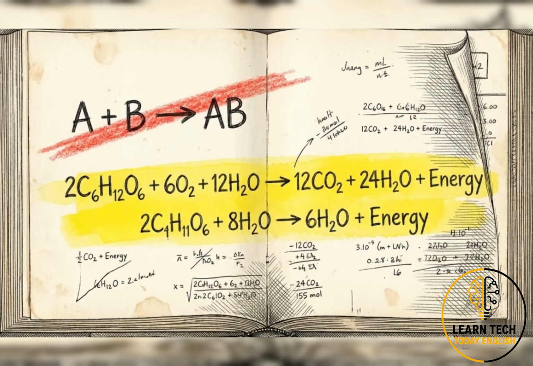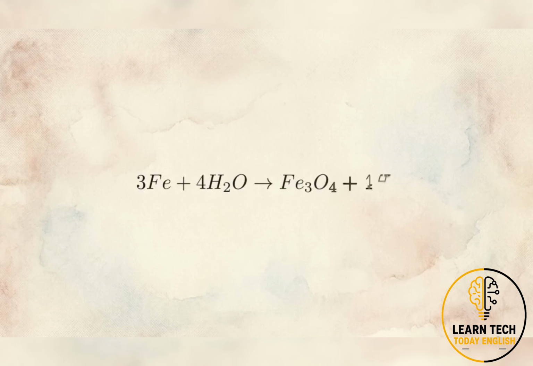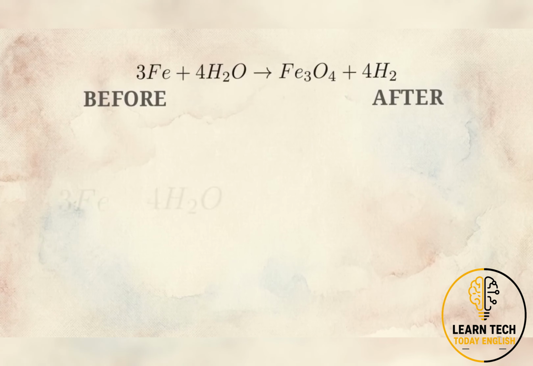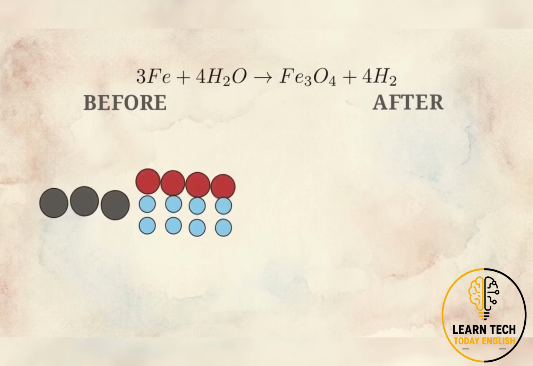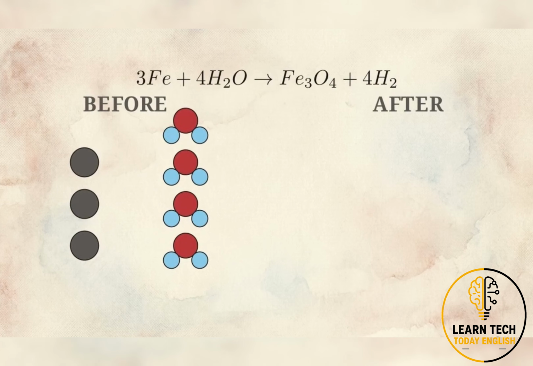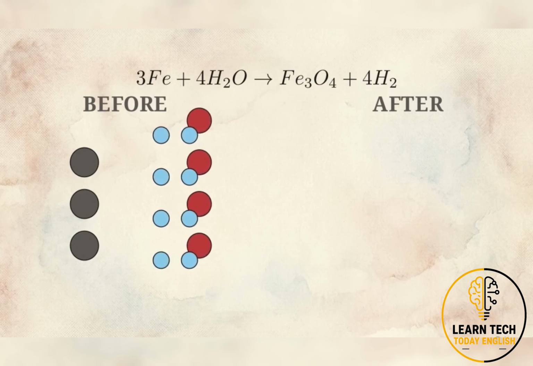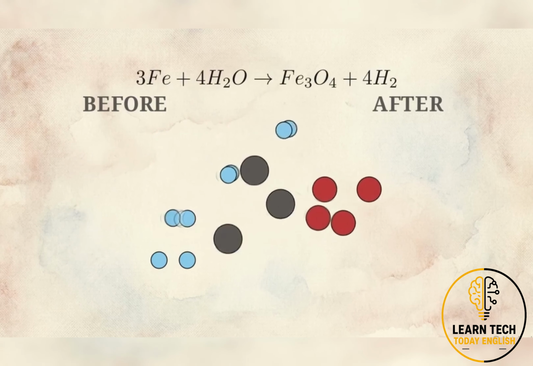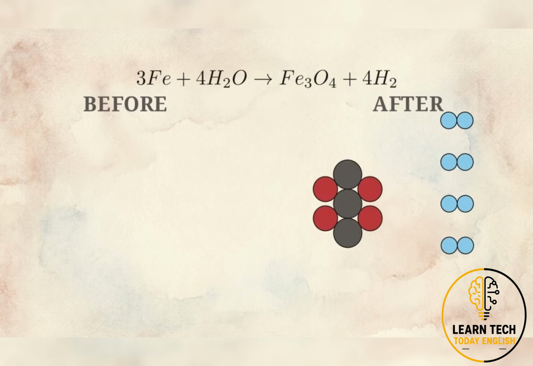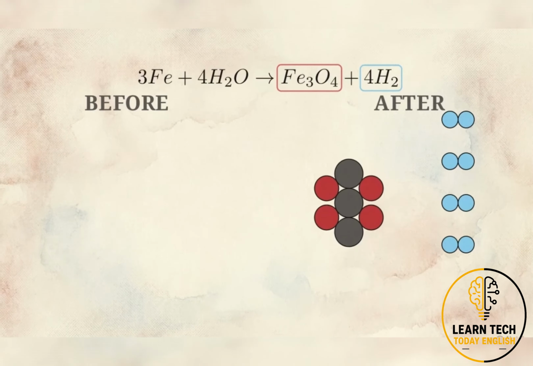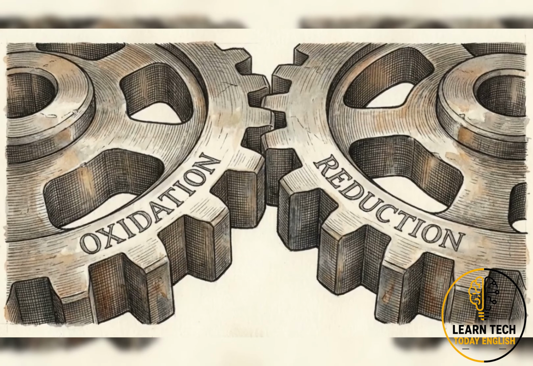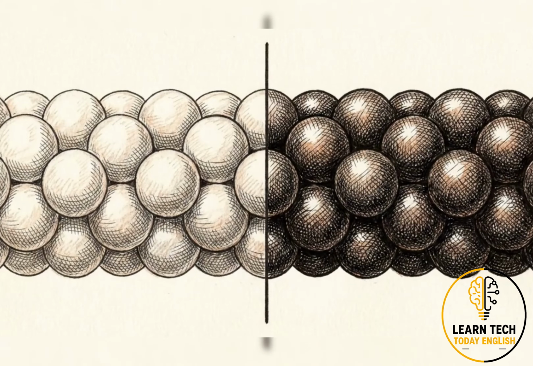balanced multi-reactant system. This equation represents the specific reaction between solid iron and water vapor that produces iron oxide and hydrogen gas. It is a map showing a before and after state of atomic architecture. By tracking the precise pathways of the oxygen and hydrogen atoms across this divide, we will reveal the dual mechanisms of oxidation and reduction. We begin our deconstruction on the left side of the equation.